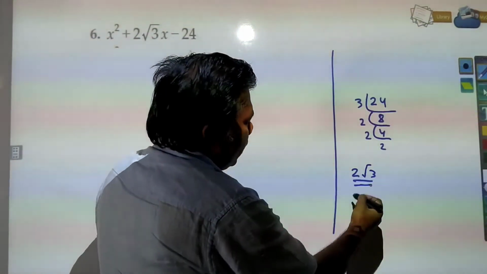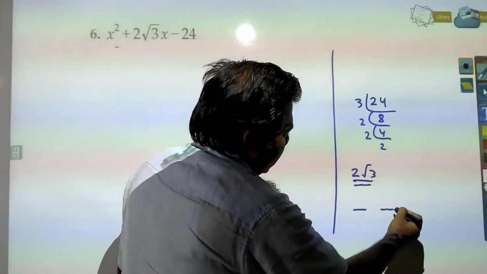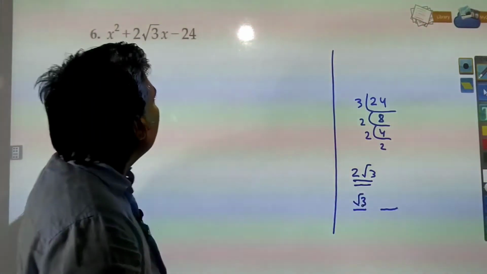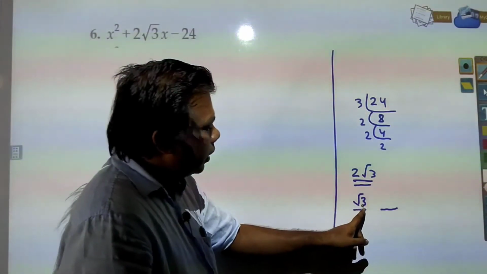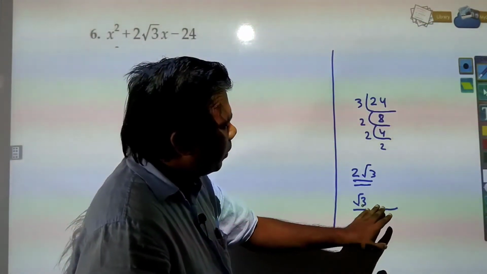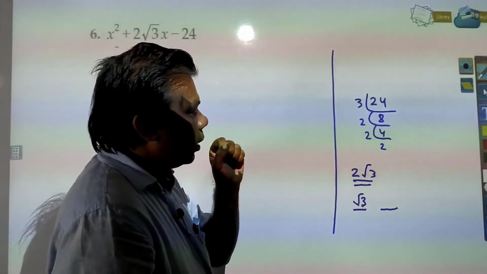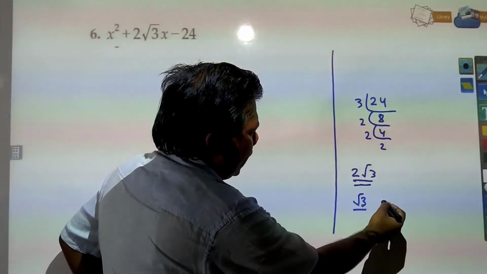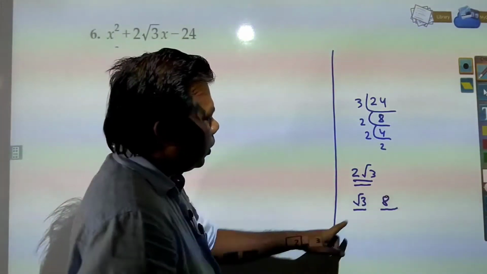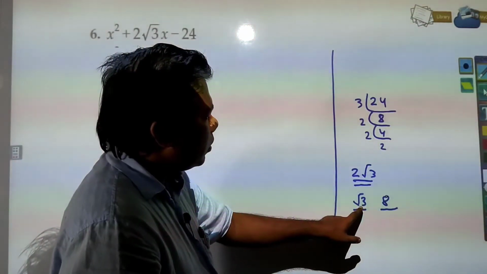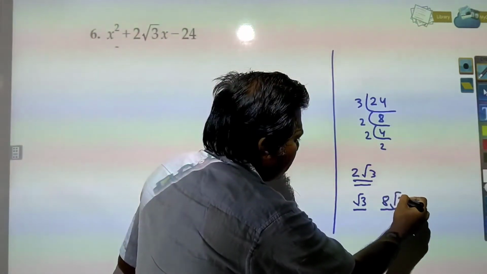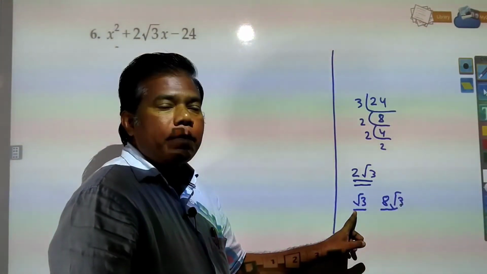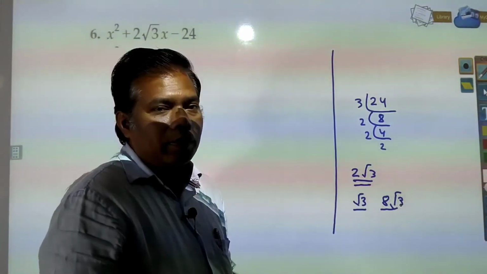Here you see, if you are splitting into two terms like this, this root 3 must be there, then only you will get root 3. And here we need to know what we will multiply so that we will get 24. So we must get 8 into root 3, so that we will get 8 root 3. So 8 into root 3 into root 3, root 3 into root 3 is 3, 8 3s are 24. This is one way.